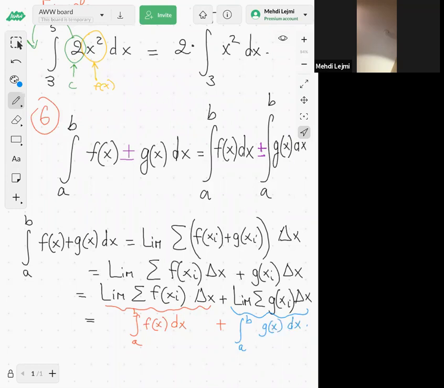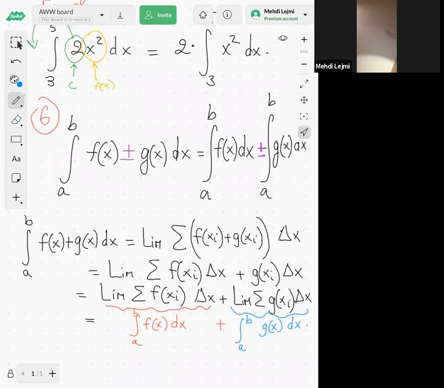Okay. So all I'm saying is that it's like for derivatives. If you have a sum of two functions or a difference between two functions, then the derivative would be the sum of the derivatives or the difference between the derivatives. It's the same for an integral. So the integral of a sum is the sum of the integrals, etc.